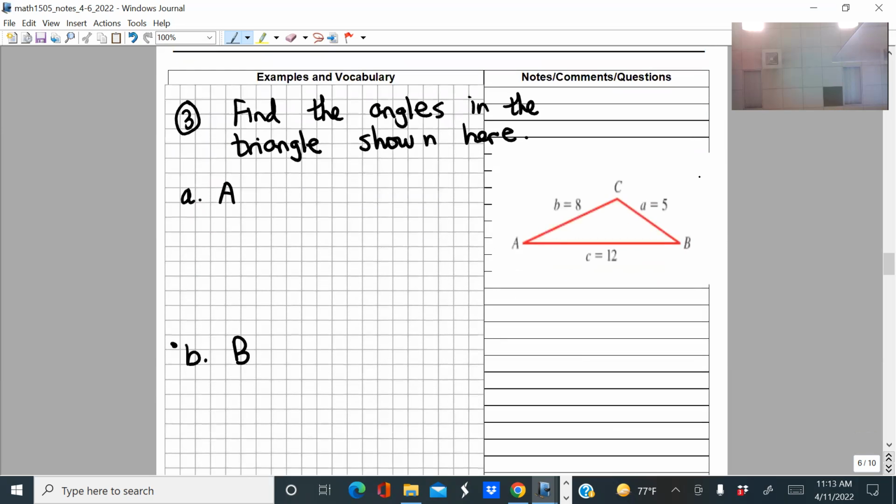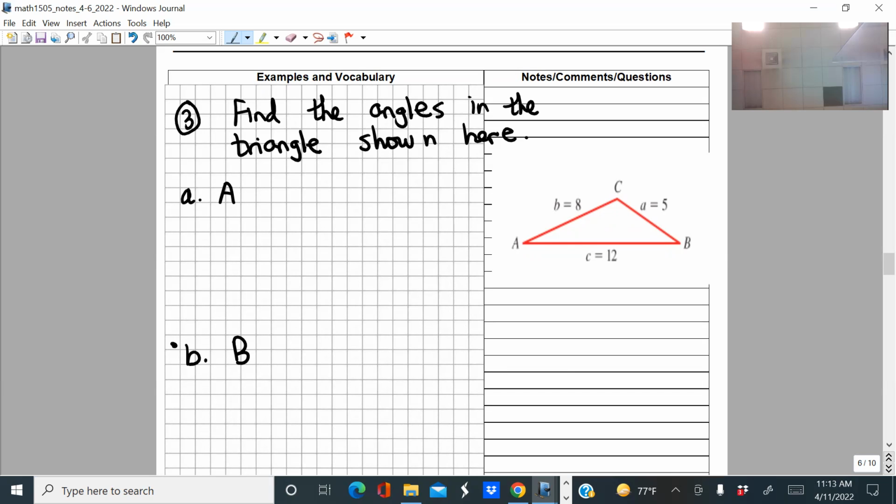So let's see if we can figure out the answer to this question. Here we want to find the angles in this triangle, not the lengths of the sides. Those are all given to us, right? We've got the lengths of these sides, 8, 5, and 12. But now we want to find the size of the angles.